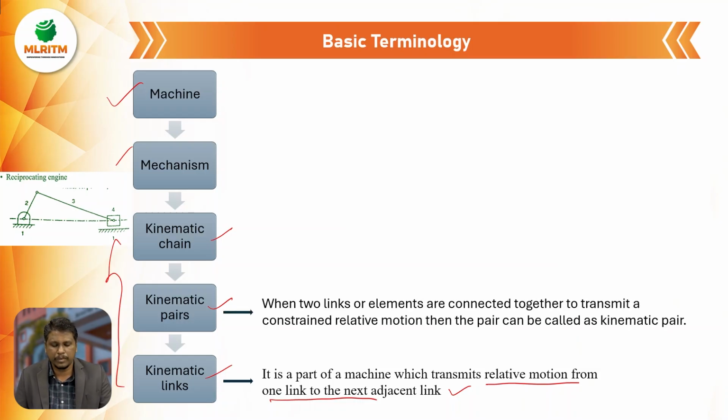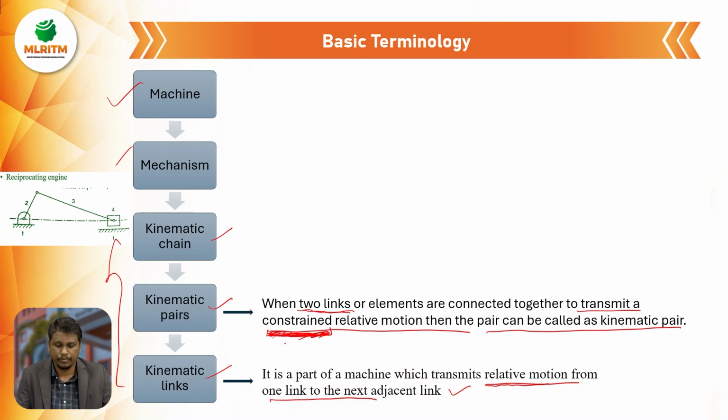Next, what is a kinematic pair? When two kinematic links or elements are connected together and transmit a constrained relative motion, then the pair can be called a kinematic pair. Here we are seeing one new terminology, constrained relative motion. What constrained means, we will see in the coming slide. So we have to remember this word now, constrained relative motion.